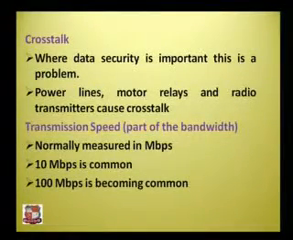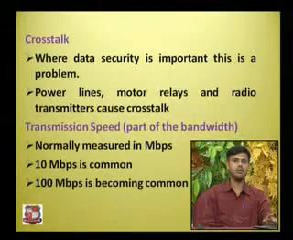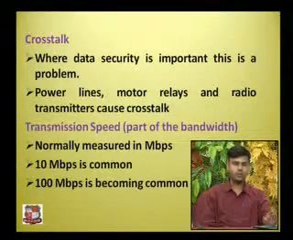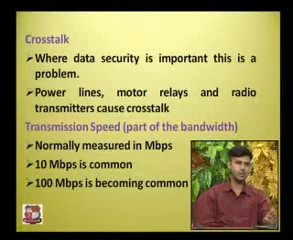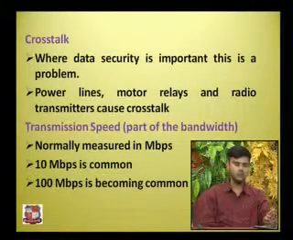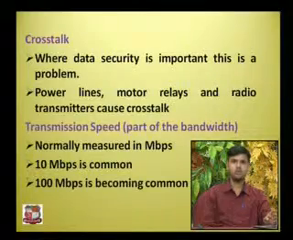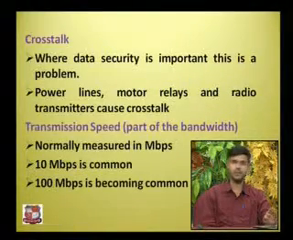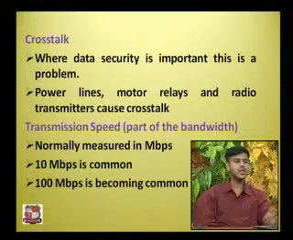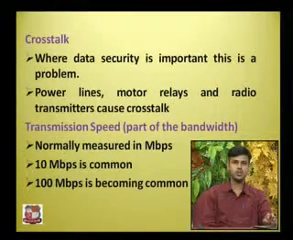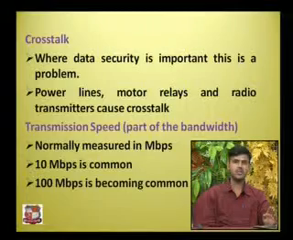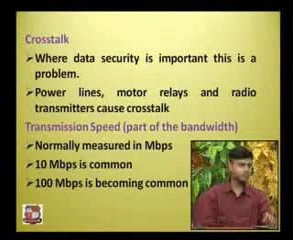Then the third parameter that you should think of is crosstalk, which I explained earlier. Where data security is important, this is a problem. So when secure data transmission is needed, you should think of using proper cables. Again you can go for fiber optic cable, because nobody can steal your data from these wires, and data security will be there, right? Applications like power lines, motor relays and radio transmitters cause crosstalk. So in those applications also you should go for fiber optic cable.